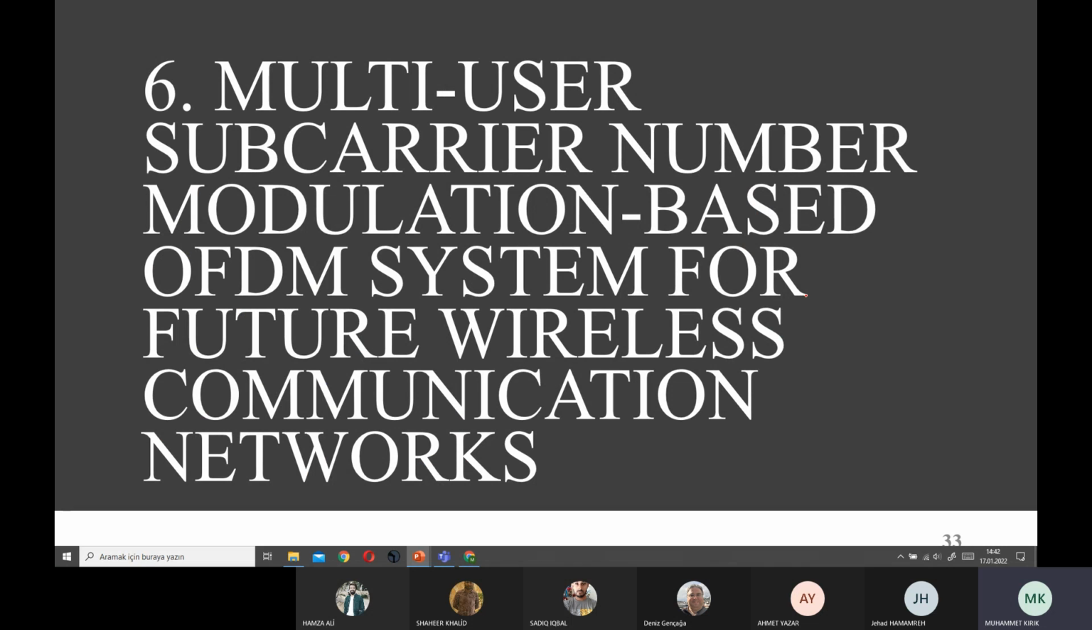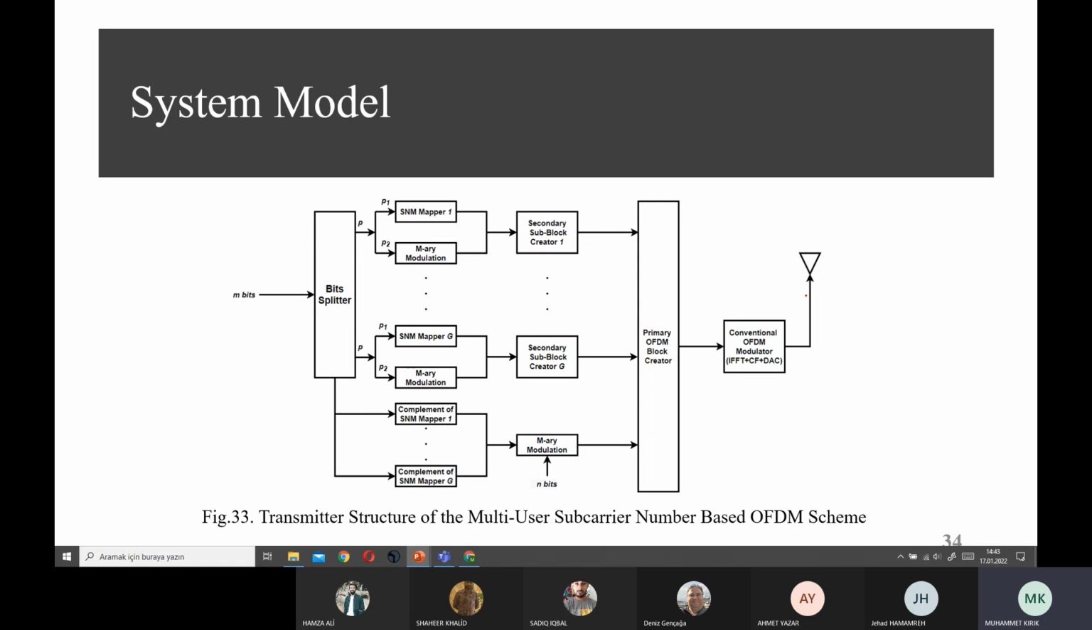So in the next section, we are taking our scope from the MIMO, and we are focusing on the OFDM systems. And again, we are looking at a multi-user technique, but in this case, we are doing this on a subcarrier number modulation. So in this case, we have this transmitter structure for the subcarrier number based OFDM scheme.